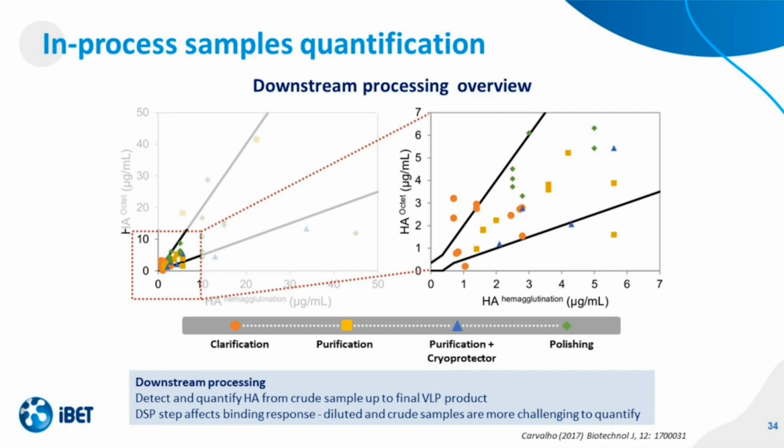And this, importantly, is already observed as well in routine laboratory hemagglutination assays. So it's a common issue. And for that reason, it's more common to have small differences between both quantification methods that we are comparing for these early stage samples. As the downstream processing advances, the purity increases and the HA concentration values calculated using the BLI assay become closer to the ones acquired with the hemagglutination assay.